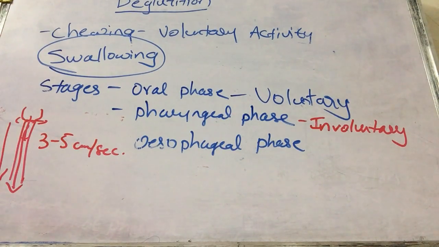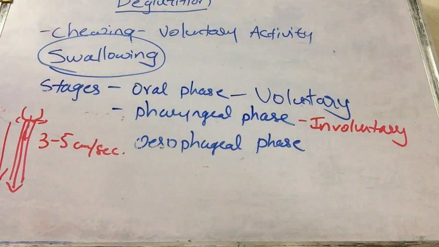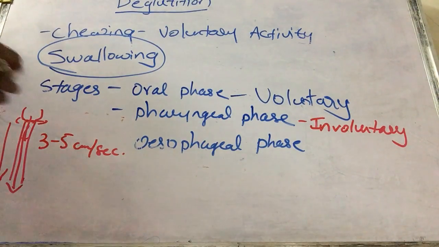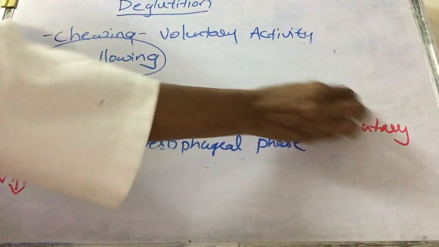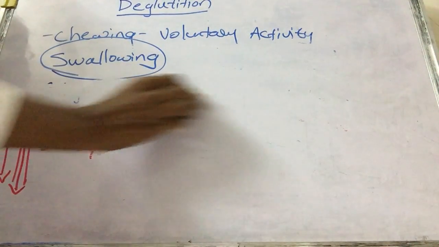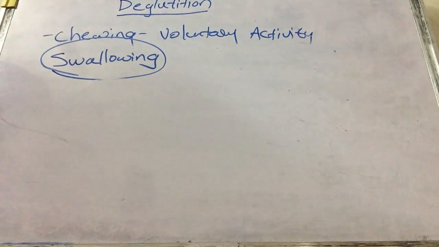So these are the three phases of deglutition: oral phase, pharyngeal phase and esophageal phase. Oral phase is a voluntary phase, whereas pharyngeal and esophageal phases are involuntary. Now coming to the disorders of deglutition.